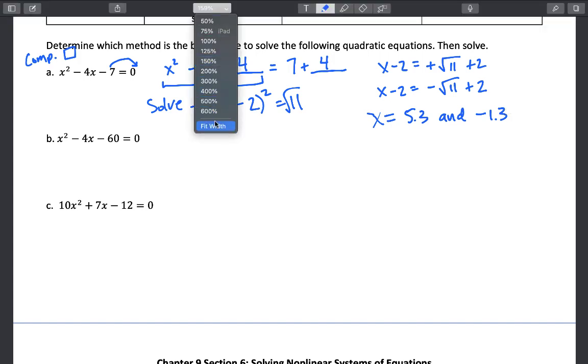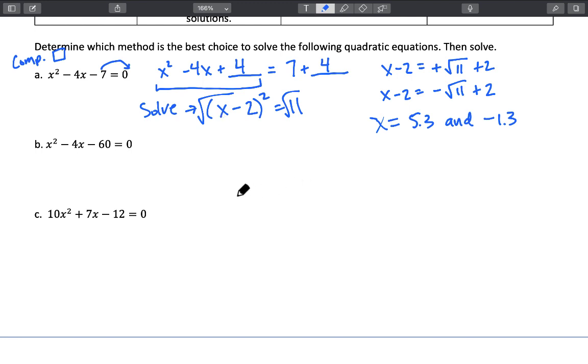In our next example here, we're actually going to skip over part B and go down to part C. And now we're going to practice our quadratic formula. In our quadratic formula, remember it's good to start off with your a, b, and c. Your a value here is positive 10, b is positive 7, and c is negative 12.